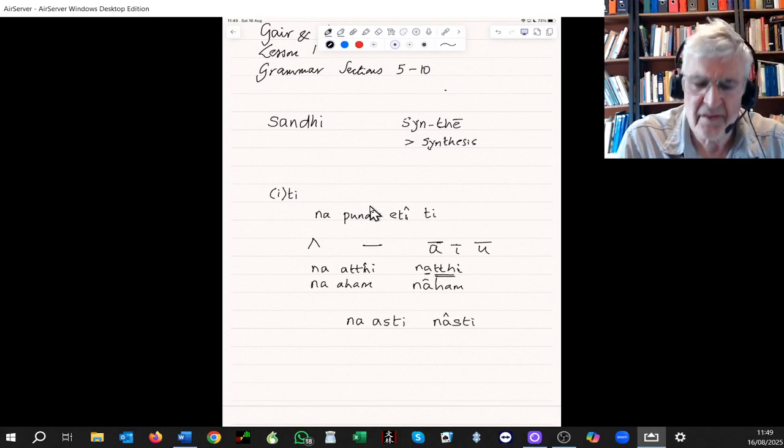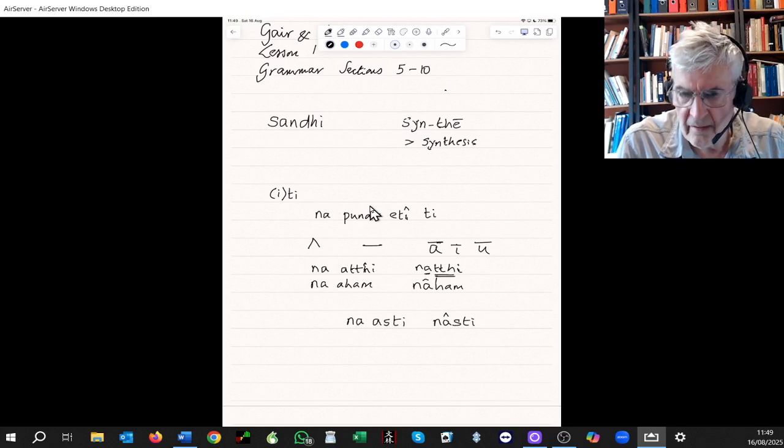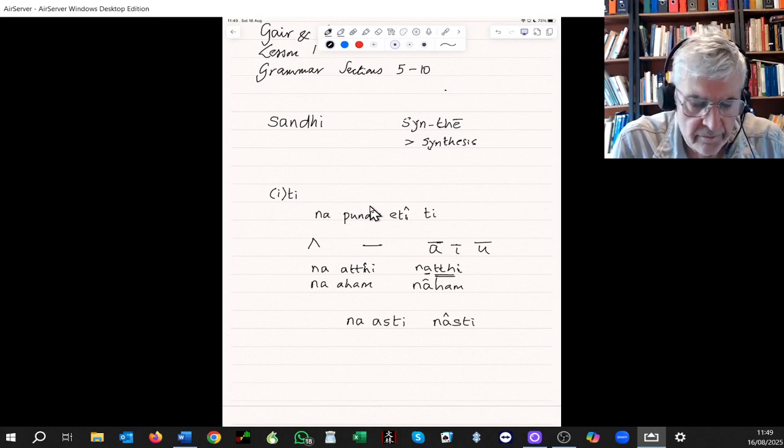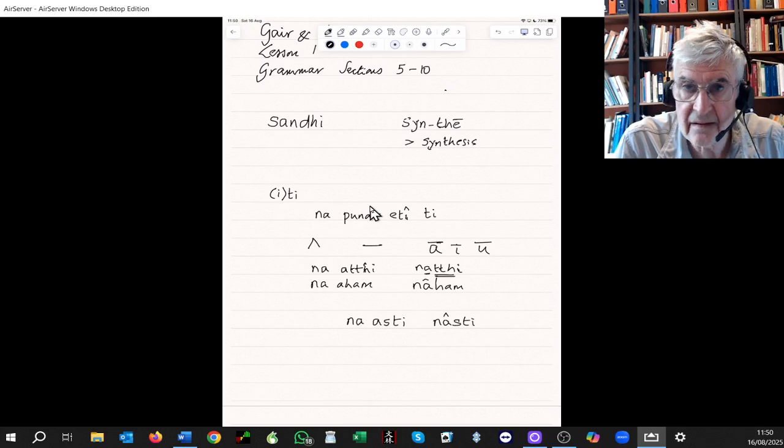Again, it's a slightly different rule. That's a more general rule, that in Pali a short vowel followed by t always lengthens. So samvattati, samvattatiti, napunareti, napunaretiti.